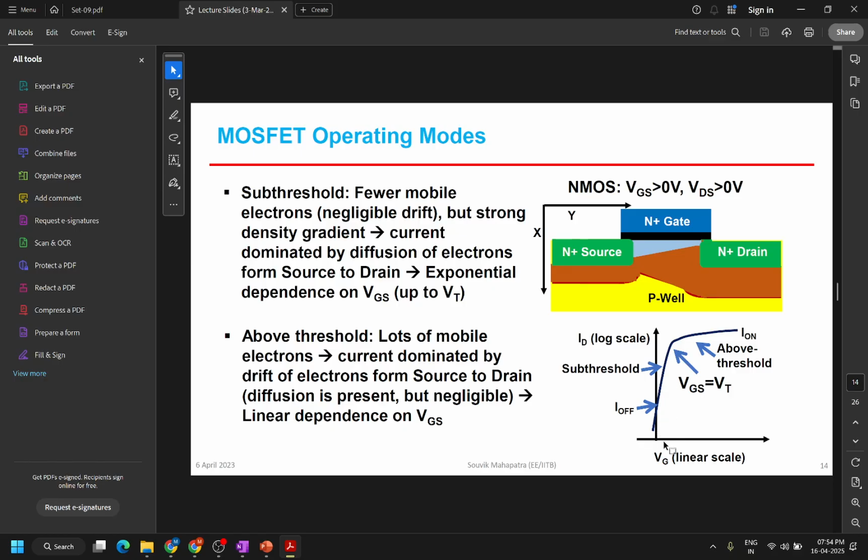Like at 60 millivolts, if your current is 1 nanoampere, at 120 millivolts your current will be 10 nanoamperes. At 180 millivolts your current will be 100 nanoamperes. That is in the sub-threshold region. And in the saturation region it behaves like your linear and your square root region, because the current is VGS minus VT whole square, right?